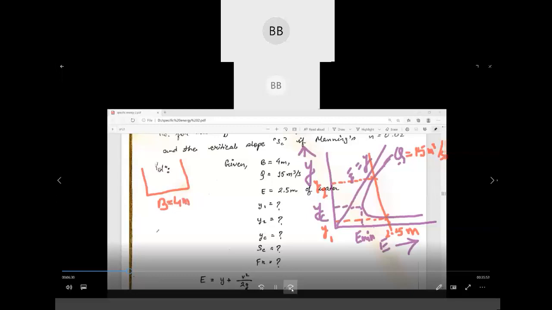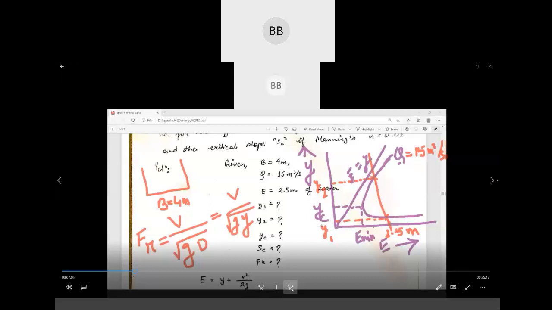Okay. So this is the first part of the question. You need to find y1 and y2, and at the same time, if you remember the Froude number, we have already discussed. The Froude number is V over root of gD, or for a rectangular channel, you can directly write V over root of gy. That thing we have already discussed.